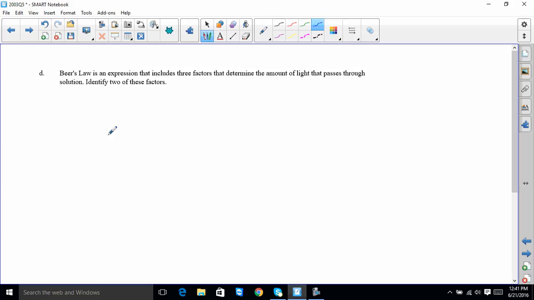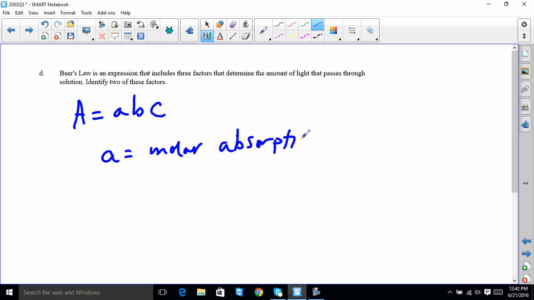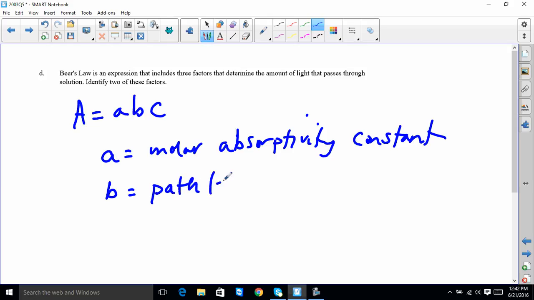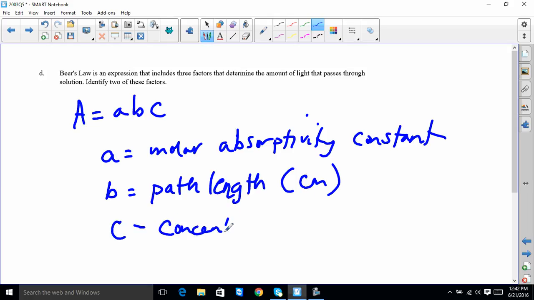D, Beer's law is absorbance equals ABC. A is molar absorptivity constant. Each molecule has its own. It's a constant. B, I like B, I do B and C the best. It's path length, and path length is generally measured in centimeters. And then C is the concentration. We know the more concentrated it is, the darker the color is. Concentration is always measured in molarity or moles per liter.